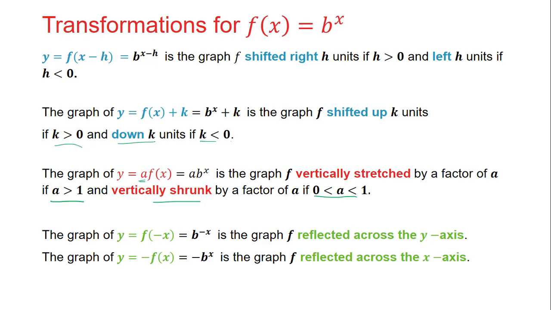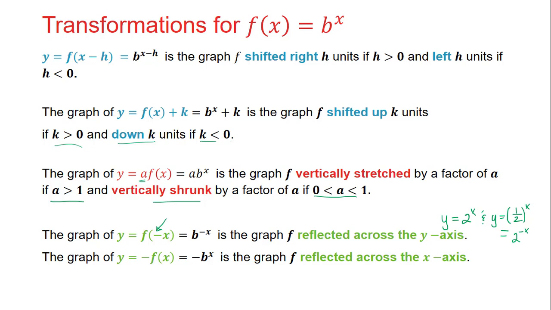Then recall also that y equals f of negative x, that is an inside change, that is, we're taking the opposite of x, which in this case would be b to the negative x, is a graph of f reflected across the y-axis, and we've already seen that when we compare the graph of y is equal to 2 to the x and y is equal to 1/2 to the x, because we saw earlier that's really 2 to the negative x. So those are graphs which are reflected across the y-axis.